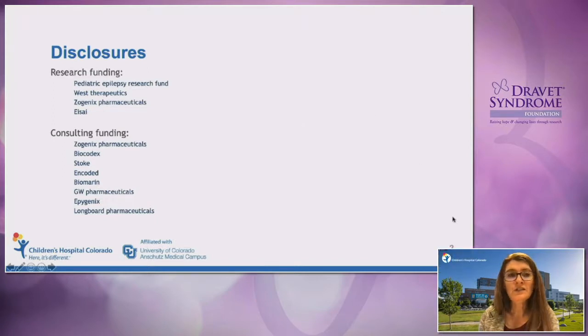First of all, I'd like to share my disclosures. I actually do receive research funding and funds for consulting because people apparently think I know a lot about Dravet syndrome.